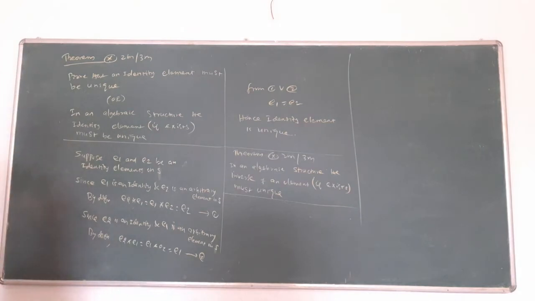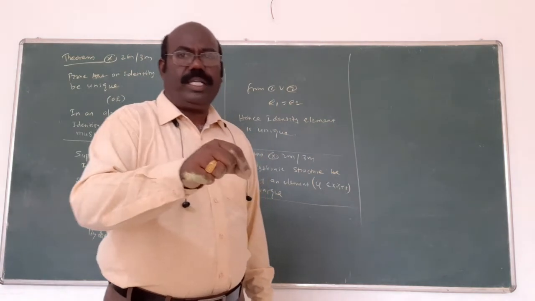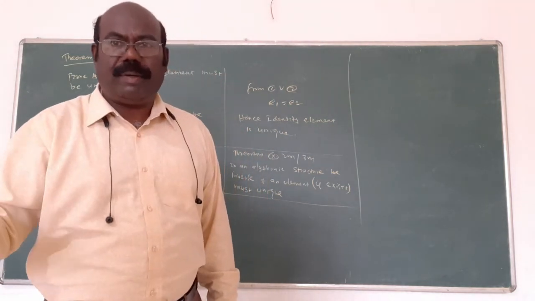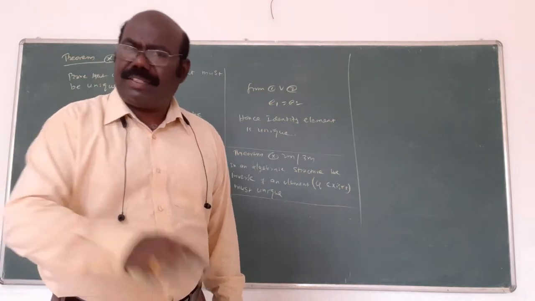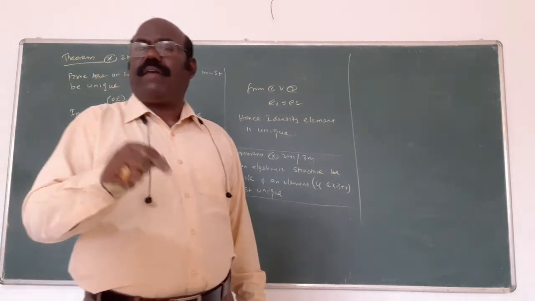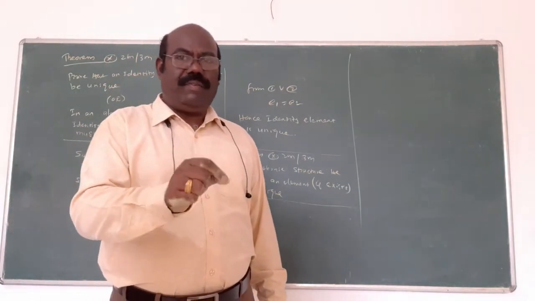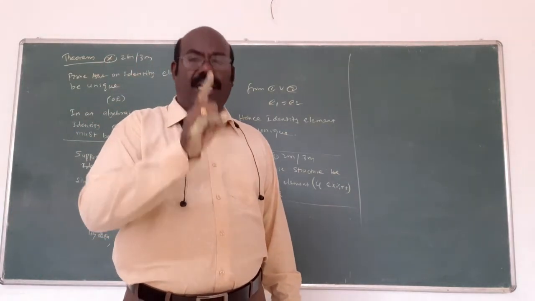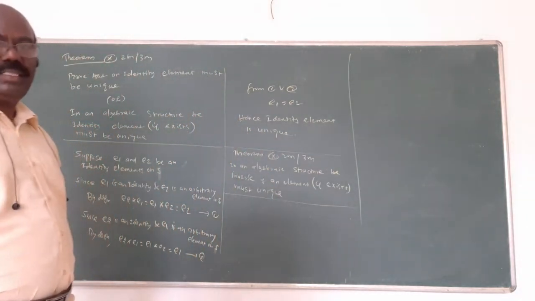Similarly, the inverse is also unique. That means what? We have an element, and 2 is the inverse of 1 by 2 in multiplication. That's all. 2 is the inverse of 1 by 2, or 1 by 2 is the inverse of 2. The 2 has no other inverse. That means for a particular element, we have only one inverse element. That's what you want to prove: no other element is the inverse.